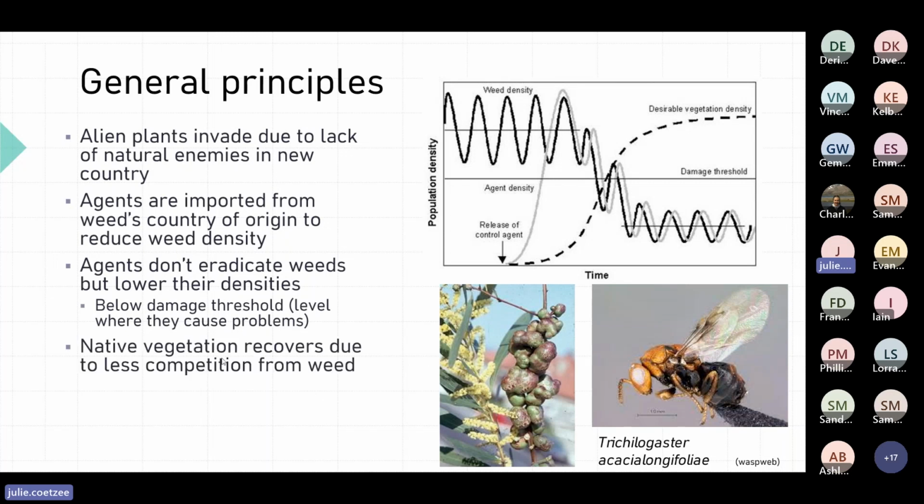But probably most importantly is that native vegetation will recover due to reduced competition from the weed, and that's what this line is over here. And so that is biocontrol in a nutshell, and there's a lot of great literature if anybody wants to read more on that. And I've just put here a very famous example of a biocontrol agent in South Africa, Trichilogaster acaciaelongifoliae, which is a gall-forming wasp that galls Acacia longifolia, and to such a point now that we don't consider Acacia longifolia a significant invasive species in South Africa anymore.